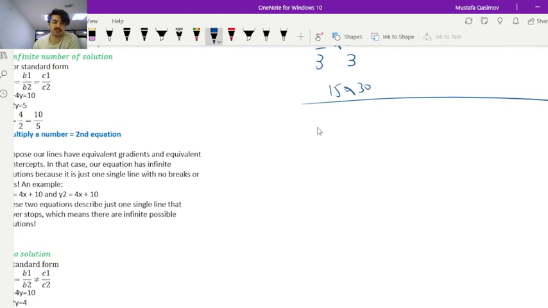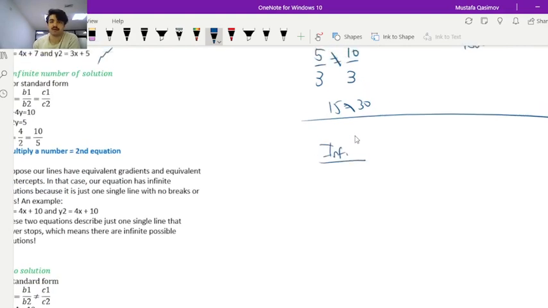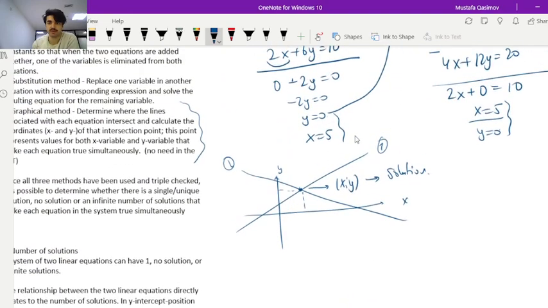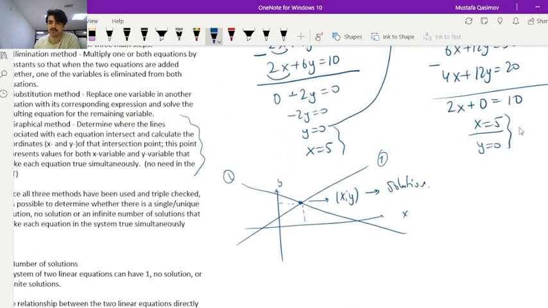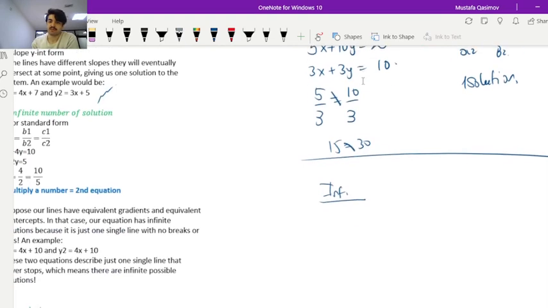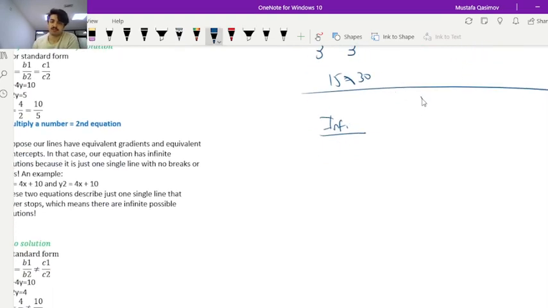Okay, now let's look at the second case, infinite number of solutions. And I want to say that when we find x is 5, y is 0, it means that it is one solution. We are talking about a pair. It doesn't mean it has two solutions. Or when we get x is equal to 0, y is equal to 0, it doesn't mean it has zero solution, it is one solution also.